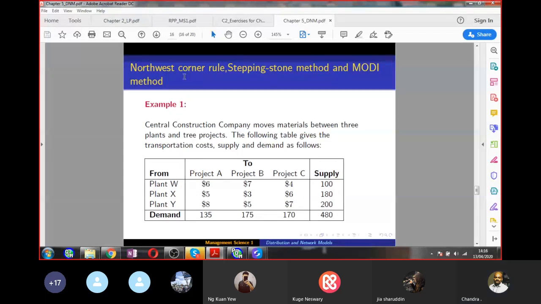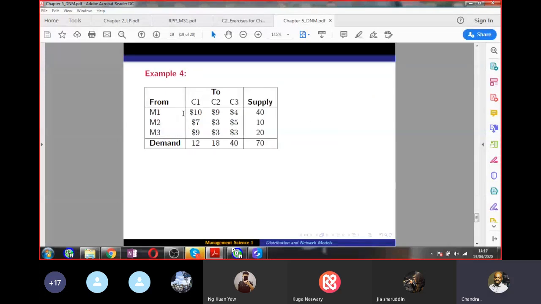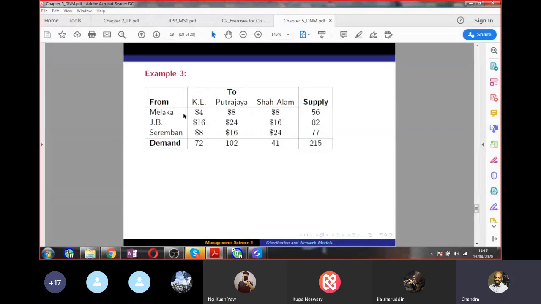Northwest corner rule, stepping stone method I have been through with you. So let me show you how to do this in QM software. I went through with you manually, 1, 2, 3, 4, 5, I ask you to do, and you can check the answer in the QM software. How to check the answer in QM software we will do now.